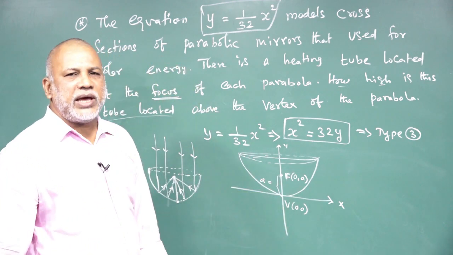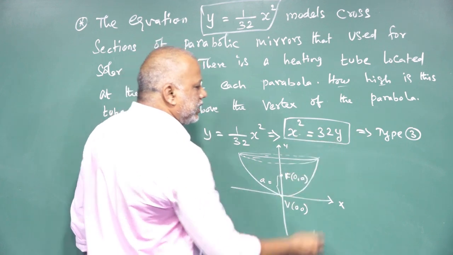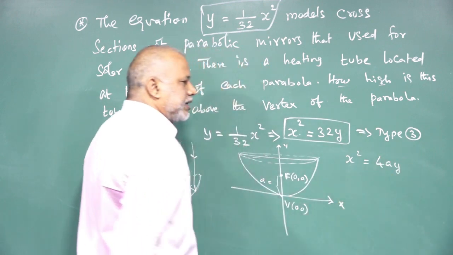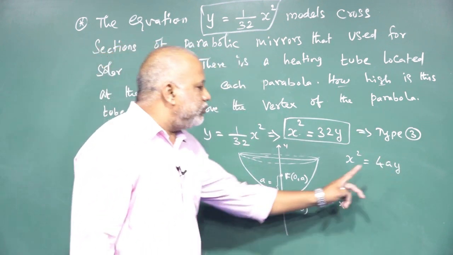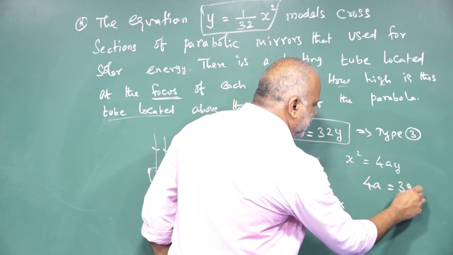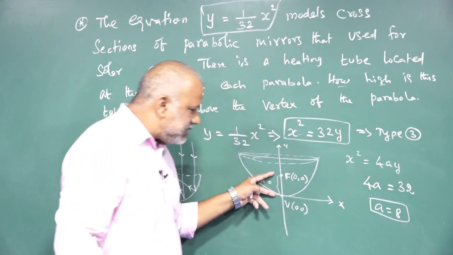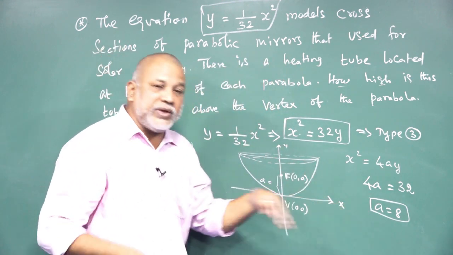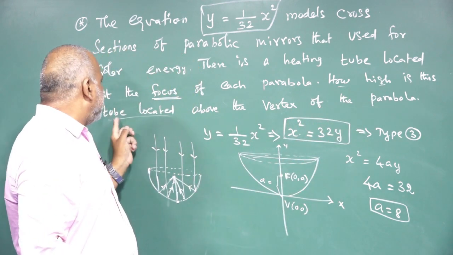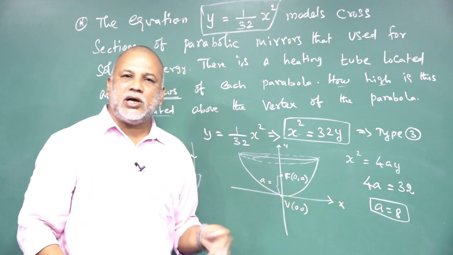Very simply we are able to calculate this one. See the type of the parabola: x squared equal to 32y. It is nothing but x squared equal to 4ay. Already we say type number 3. So 4a equal to 32 here. 4a equal to 32, a equal to 8. Therefore, this is the value of a. From this value we are able to say how high. That means the tube is located above the vertex at a distance of 8 units.